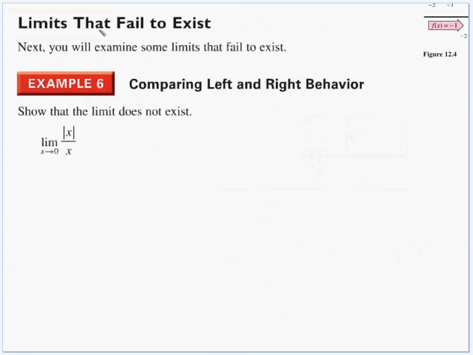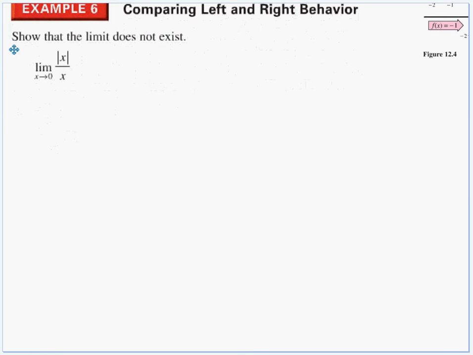Now, limits that fail to exist. Next, you're going to study some limits that fail to exist. We've got 3 of them. Here, example 6, it says comparing the left and the right behavior. It says show that this limit does not exist. The limit as x approaches 0 of a numerator, the absolute value of x, divided by x. Remember, the absolute value bars are going to turn whatever's in there into a positive.